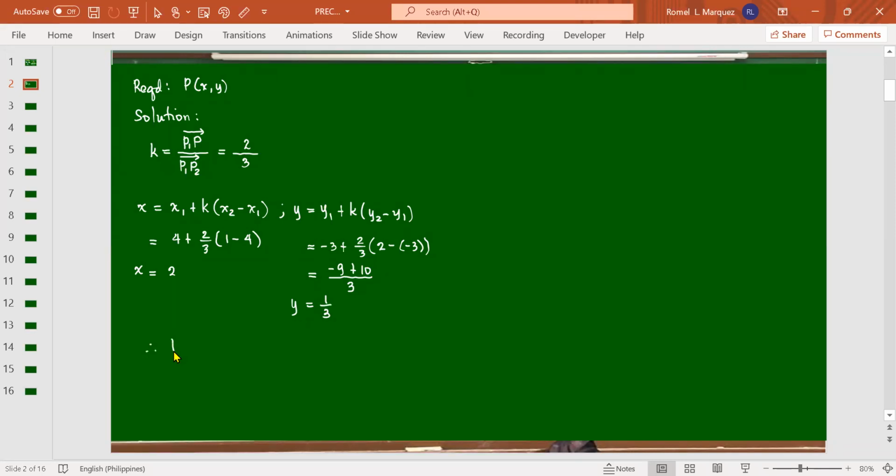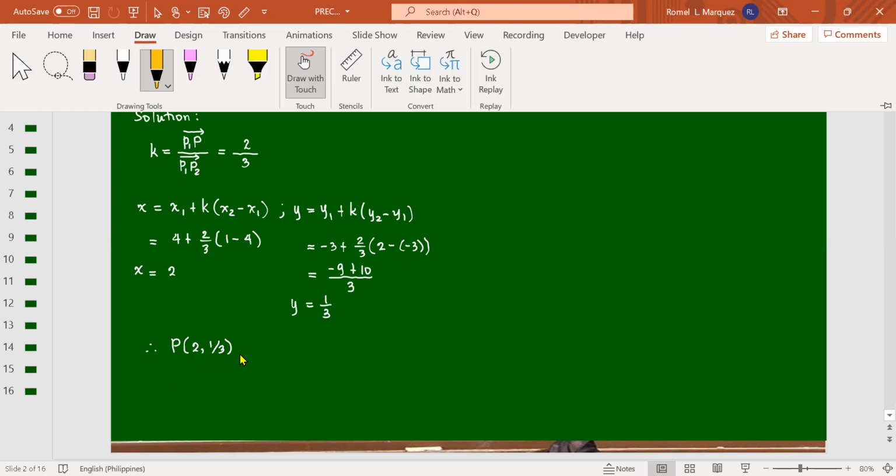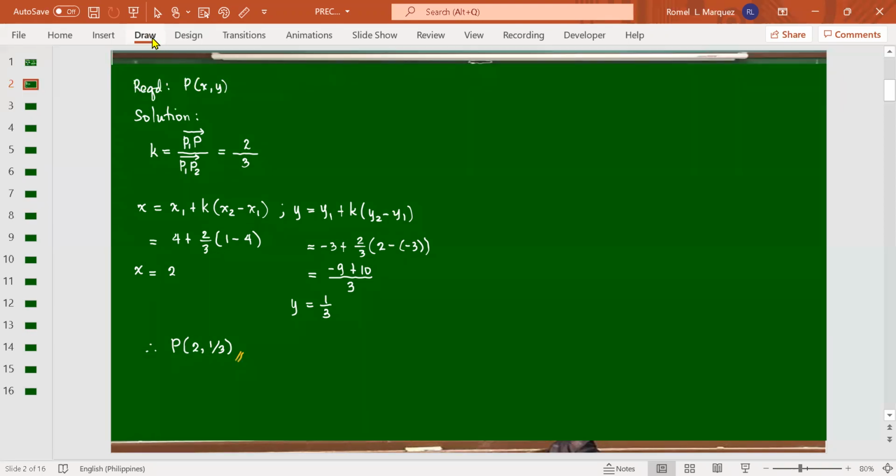Therefore, our point of division nearer P sub 2 has coordinates 2, 1/3. Get it, guys? Okay? Let us have the second problem.